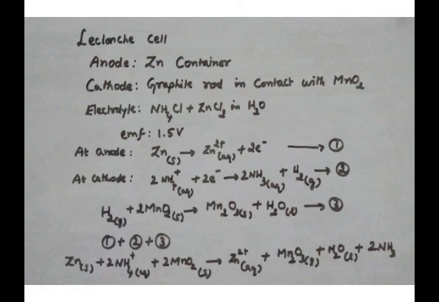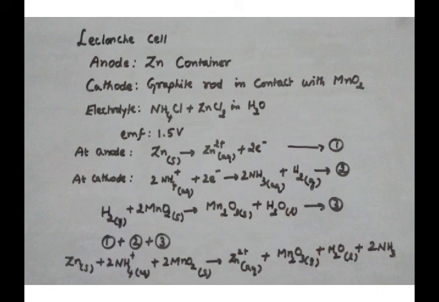1.5 volt. Actually at the anode, oxidation takes place. See, the zinc is losing its electrons so that it forms zinc ion. Loss of electrons, that is why at the anode oxidation takes place. In the same manner at the cathode reduction takes place. See here, the two electrons are gained by ammonium ion so that it forms ammonia and hydrogen.